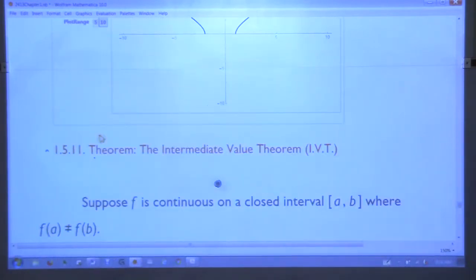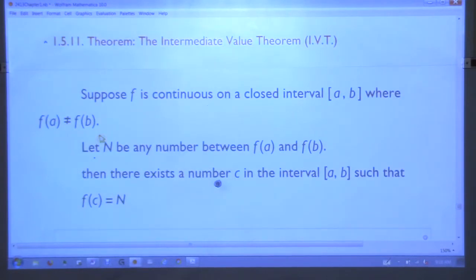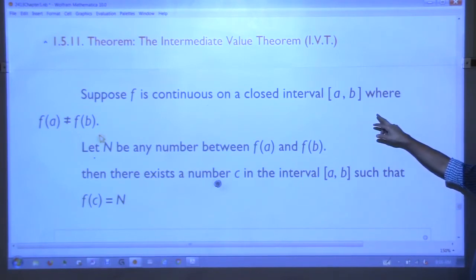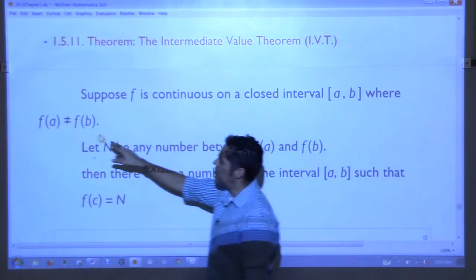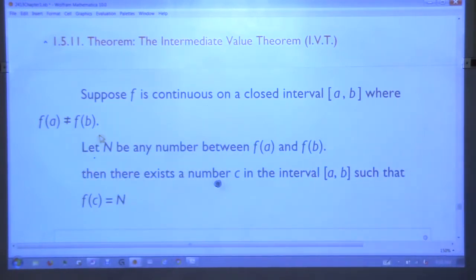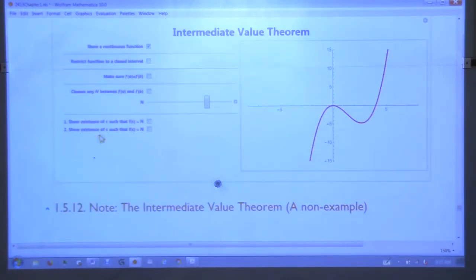And then we have the intermediate value theorem. This is actually a very important theorem in mathematics. It says that if you have a continuous function on a closed interval [a, b], where your function is not equal to itself at the 2 endpoints, then let n be any number between f of a and f of b. There exists a number c in the interval [a, b] such that f of c equals n. What? Okay, so here's what that theorem is saying.